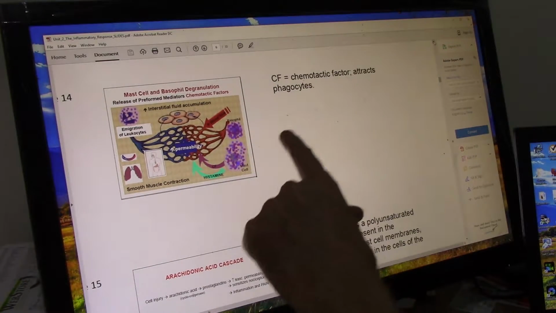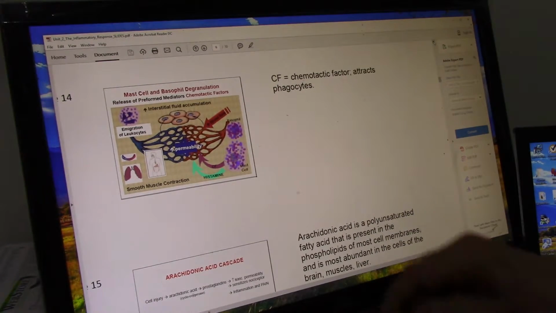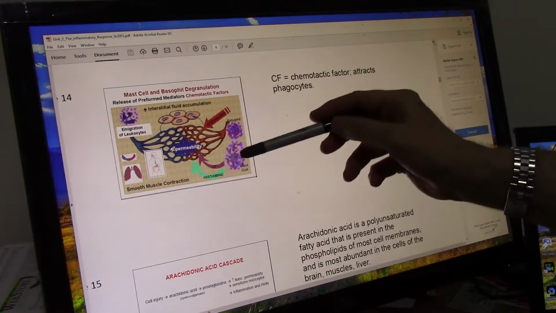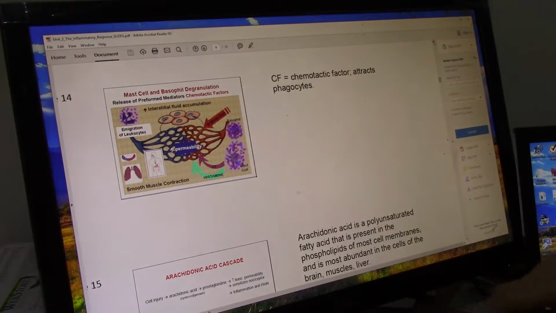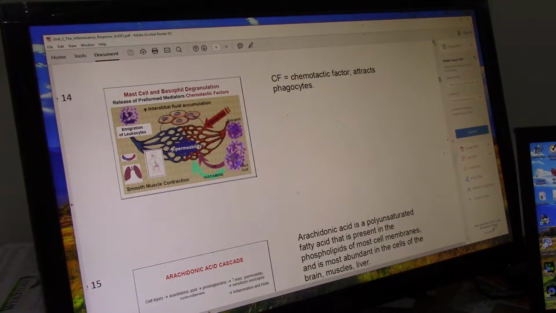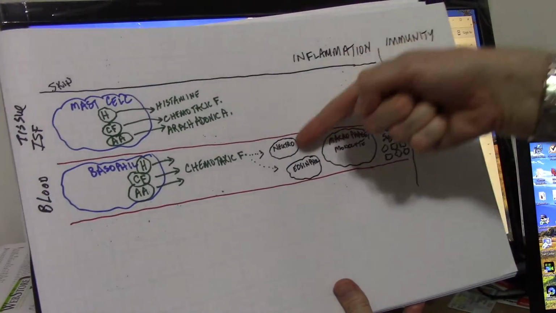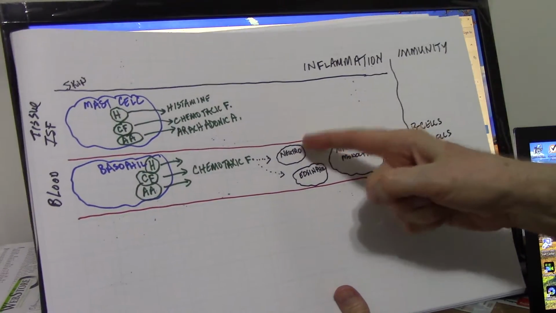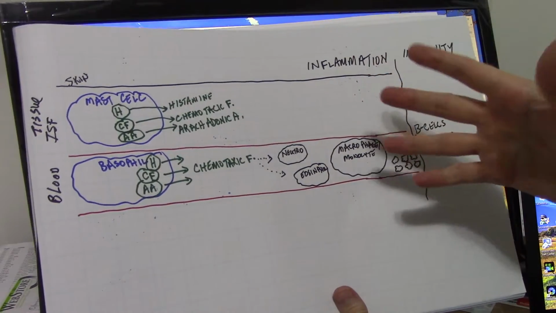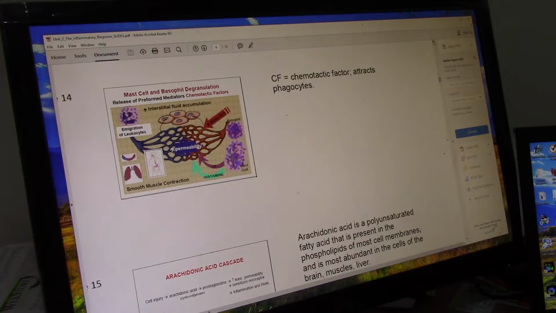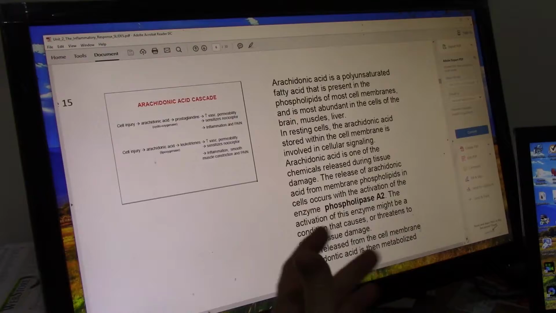Now, the second product that is released from, again, here's the mast cells, and there's the basophil, and they are degranulating. They've released the histamine. Now they're releasing the CF, or the chemotaxic factors, and the chemotaxic factor will attract phagocytes. And remember, what are the phagocytes? Neutrophils, eosinophils, and eventually macrophages. The first responder will be the neutrophil. That's the one that's going to come immediately, and then the macrophages will come as needed. Okay, and we're going to get into details about what all happens, but we just want to give you the background on it right now.